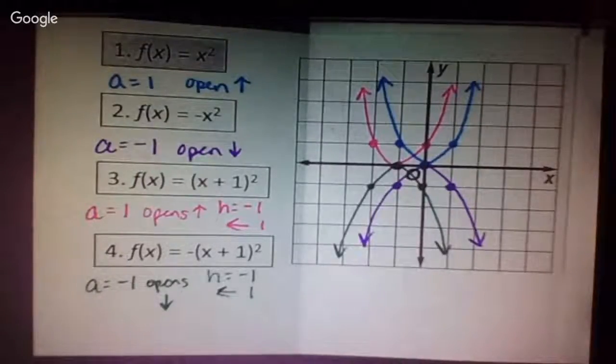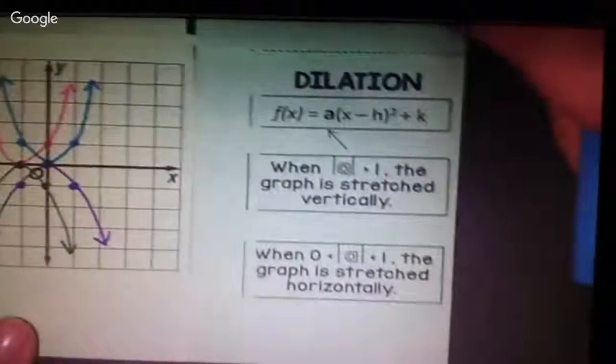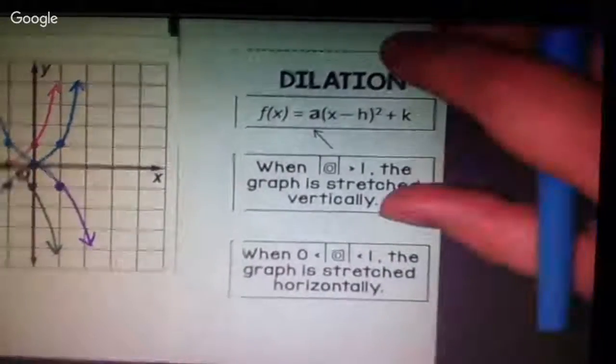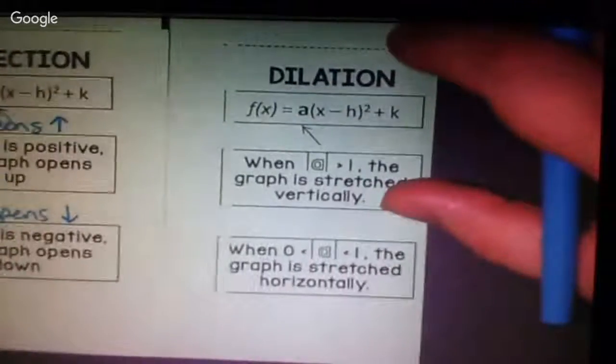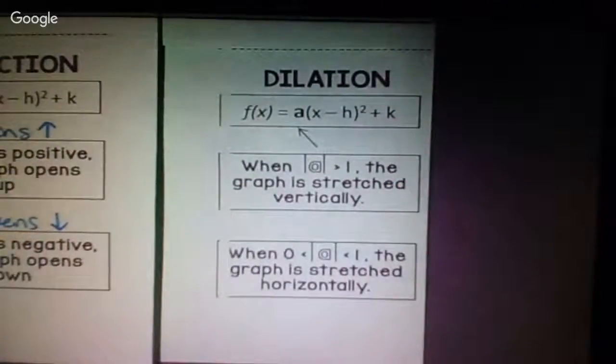It's the K value. Okay, all right. Last one. Last transformation. Do you remember me telling you about your graphs that get really, really fat and wide and the ones that get really, really skinny? Okay, your A value does that as well. So these are dilations.